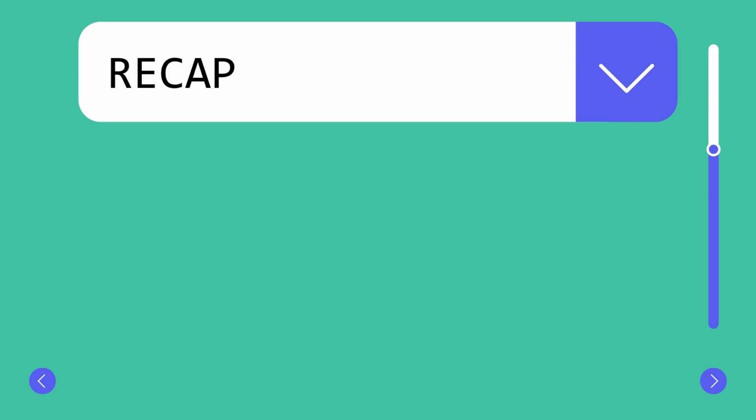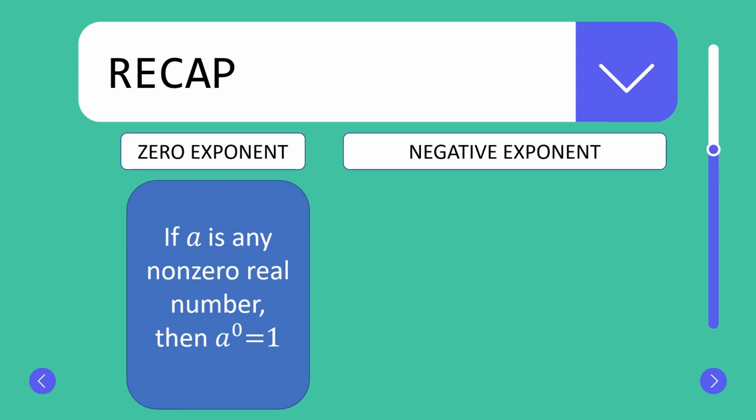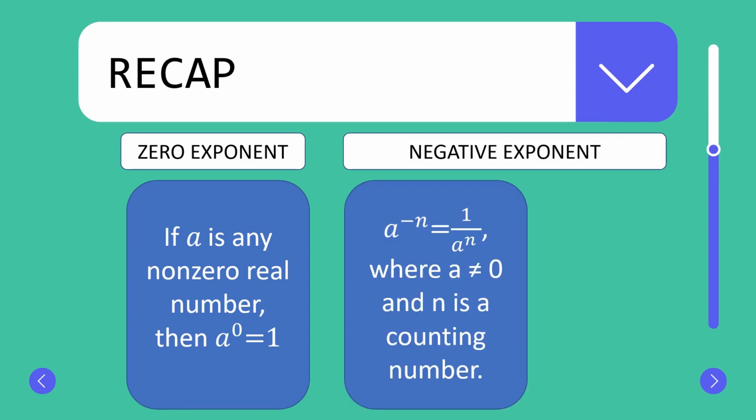To wrap up this session, let's have a quick recap. This session we have learned about zero exponent, wherein if a is any non-zero real number, then a raised to 0 is equal to 1. We also learned about negative exponents, wherein a raised to negative n is equal to 1 over a raised to n, where a is not equal to 0, and n is a counting number.